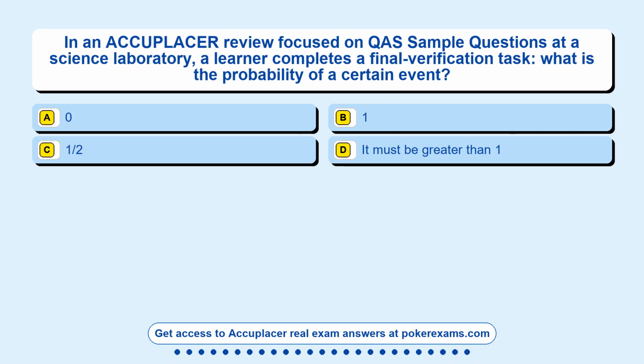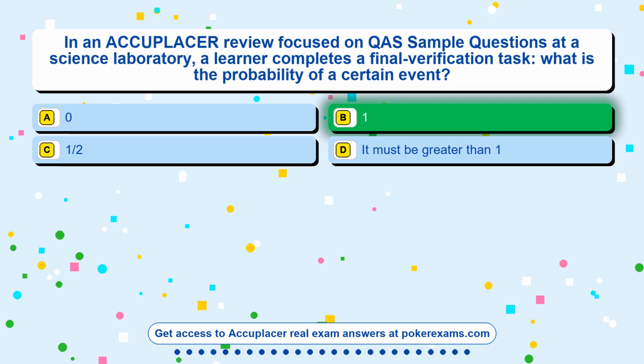Question 10. In an ACCUPLACER review focused on QAS sample questions at a science laboratory, a learner completes a final-verification task. What is the probability of a certain event? Option A, 0. Option B, 1. Option C, 1/2. Option D, it must be greater than 1. The correct answer is option B, 1.